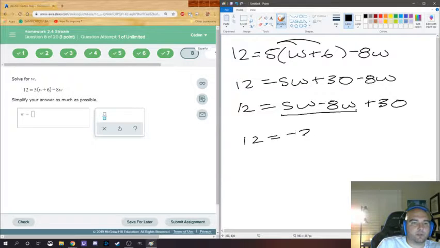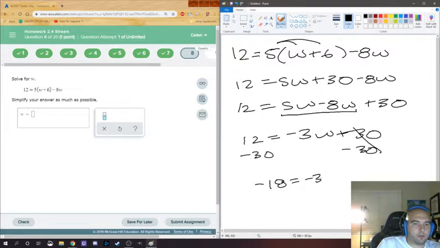Okay, 5 minus 8 gives you negative 3w. Now we do it like a two-step equation. We subtract 30 on both sides. 12 minus 30 makes negative 18. Negative 3w's on the right. Divide both sides by negative 3. And you get regular 6 equals w.